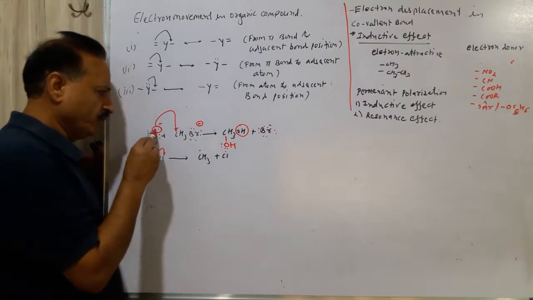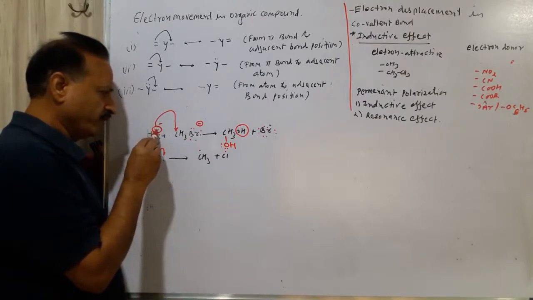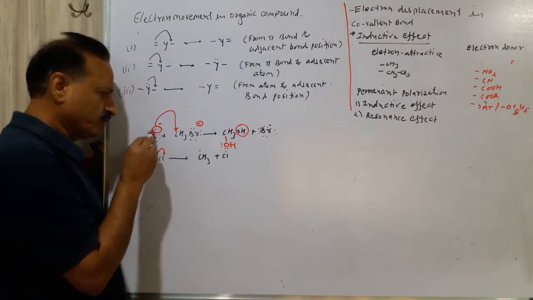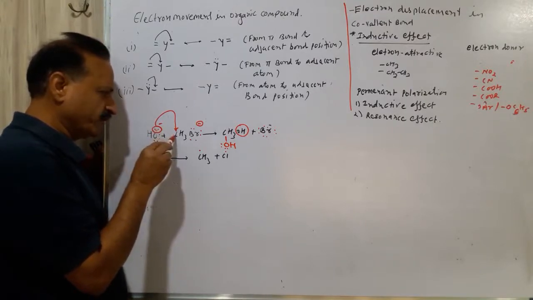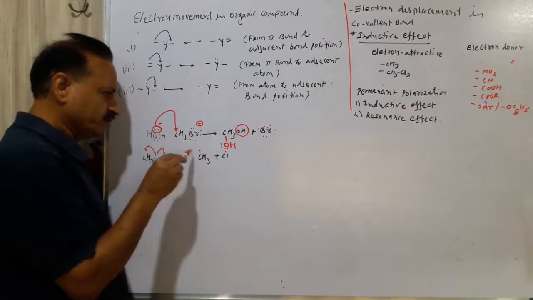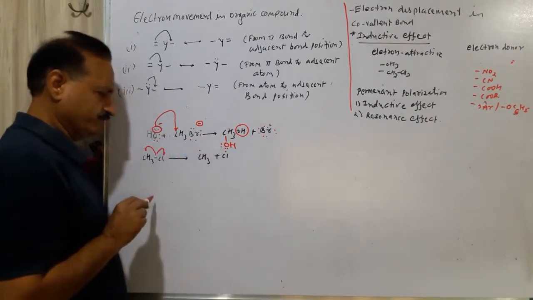So one bond, here 2 electrons will form a bond with carbon. So oxygen has 6 electrons. Now oxygen's 2 electrons have taken part to form a bond with carbon. So now oxygen has 4 electrons.